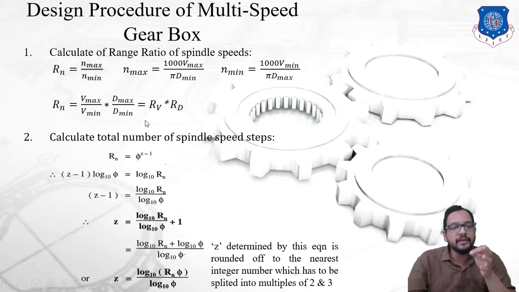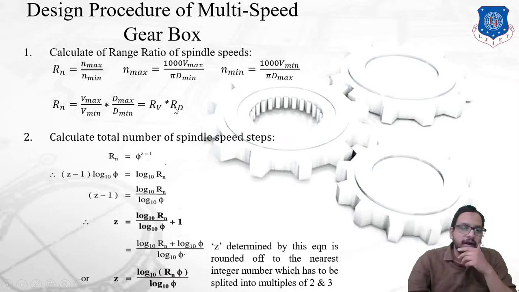D max by D min indicates the range of diameters of a workpiece. So we can write it as Rn = Rb × Rt. Okay, now remember that we are going to use this equation to determine the range ratio in numericals.